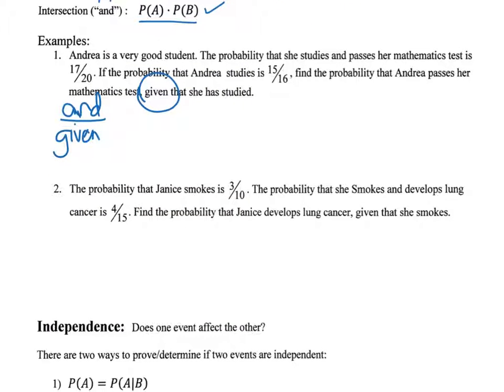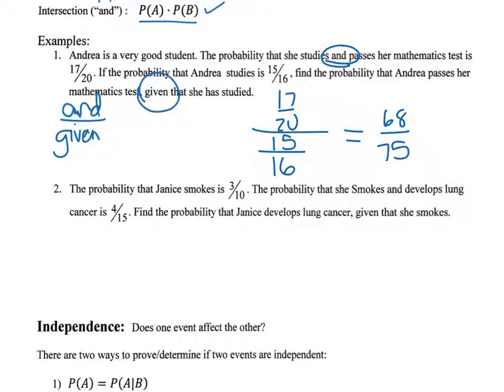So we just do that. The probability of the and, which is 17 out of 20. She studies and passes her math test. And we divide that by the given, so just that she studies, 15 out of 16. Do that math, and you should get 68 out of 75.